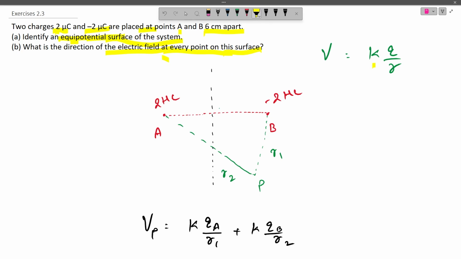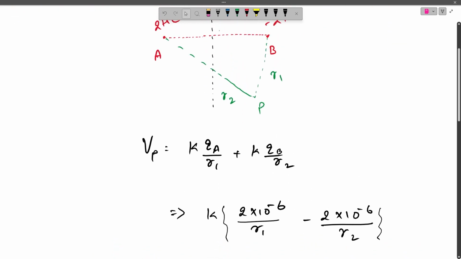The system of charge is given as there are 2 points A and B, that is 6 centimeter apart, and on A there is a positive charge of 2 microcoulomb and on B there is a negative charge of 2 microcoulomb. We have to find out equipotential surface of this charge configuration. So let us proceed by general approach.